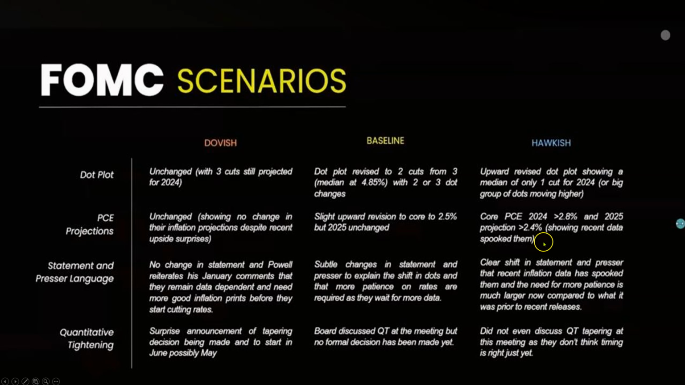Then for a hawkish statement, a clear shift in the statement and press conference, that recent inflation data has spooked them, which means the need for more patience is now larger than it was before because of the high inflation data that we've been having.